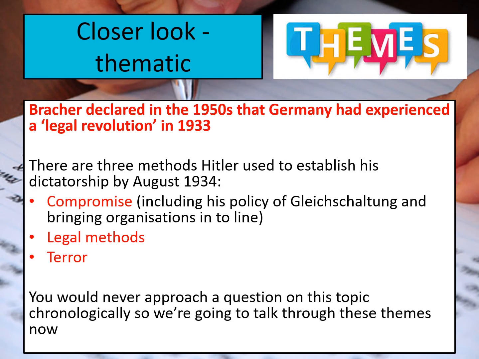So as you already know, we're going to be thinking about compromise, legal methods and terror. And there is one historian who I just wanted to introduce you to here. Historians' views generally are embedded in this PowerPoint in red font. A historian called Brasher declared back in the 1950s that Germany had experienced a legal revolution in 1933 that helped Hitler become a dictatorship. And I want you to bear in mind as you're listening to this information whether you would agree it was a legal revolution, or whether you would say actually other factors were more important than the legal steps to dictatorship.